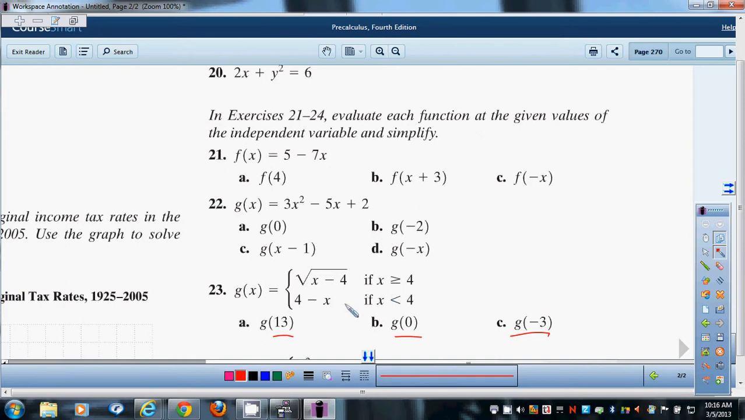Well, let's just actually work through that one. So that'd be the square root of 13 minus 4, because 13 is greater than 4. So it'll be the square root of 9, which would be 3. 4 minus 0, because 0 is less than 4, so it'd be 4. And 4 minus negative 3 would be 7. Piecewise, it's all about looking at your inequality and figuring out which piece to plug it in for. Questions about that? This is all review, so hopefully nothing is brand spanking new. But any questions?